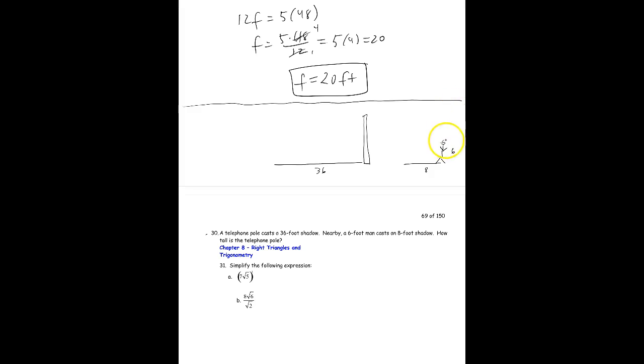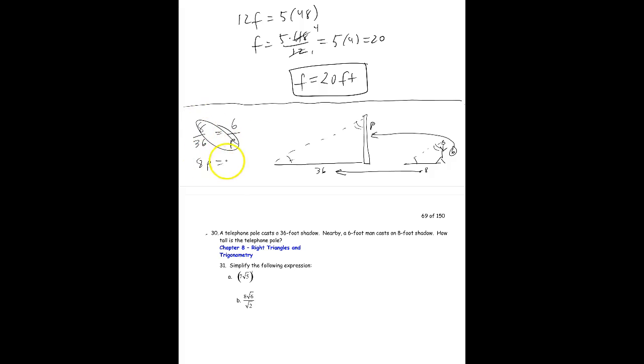And so here we have the sun creating the same angle. That's the idea behind these shadow problems, is the sun is creating a situation where we have the same angle, and so we can use similar triangles to solve this problem. So this 8-foot shadow turns into a 36-foot shadow. So 8 turns into 36. So the 6-foot height of the man turns into the height of the pole under the scale factor. So that equals 6 over, I'll call it P for the height of the pole. And then we'll solve this proportion.